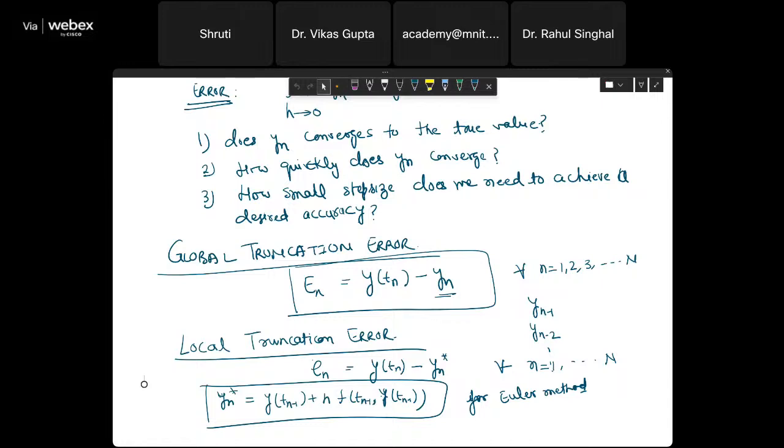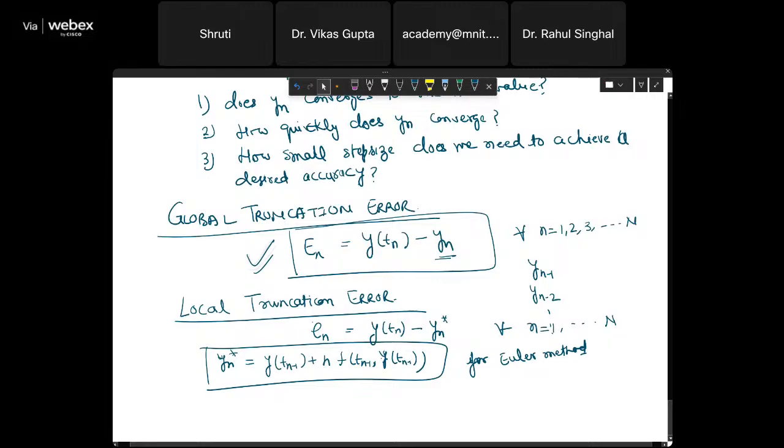solution, or you can say the exact solution of the problem, and the approximate solution of the problem, which we obtain by applying the numerical method. So at each time step n, we can compute the global truncation error as written over here. We are denoting it with capital En. That is, y at Tn gives you the true solution value, and y sub n gives the approximate solution value.